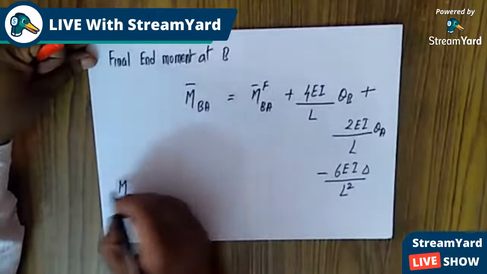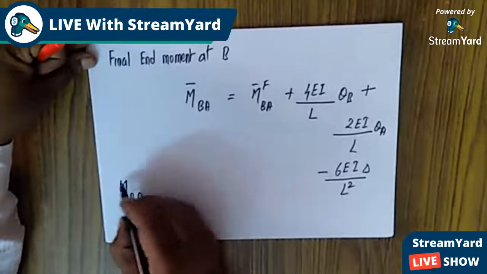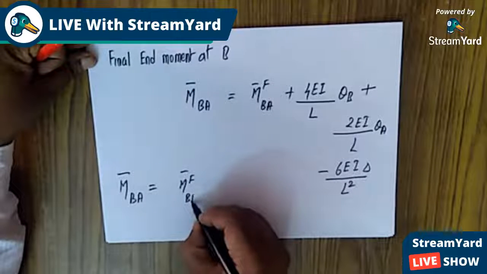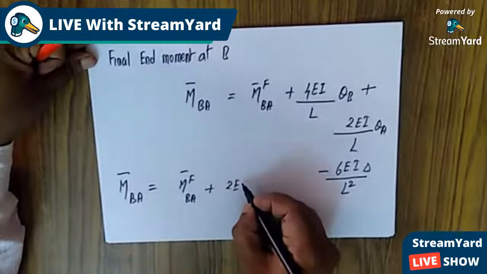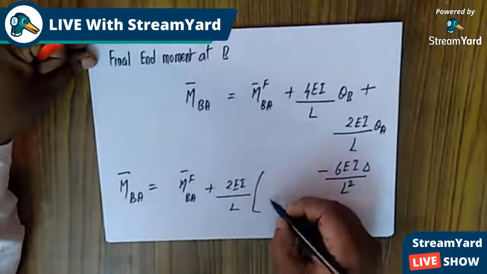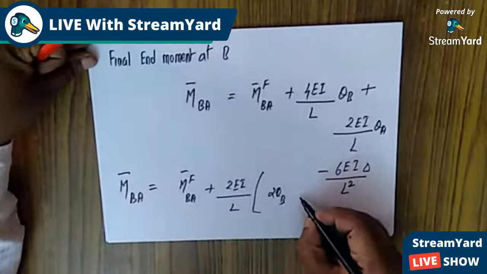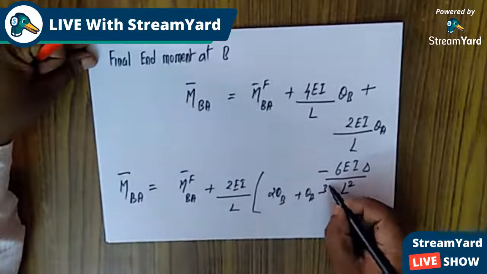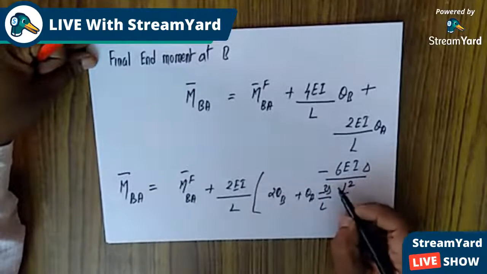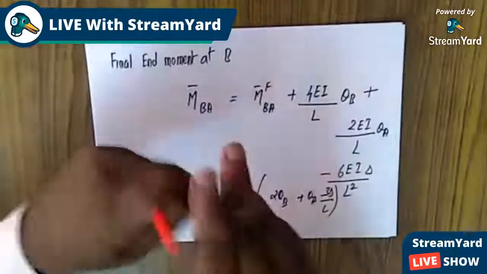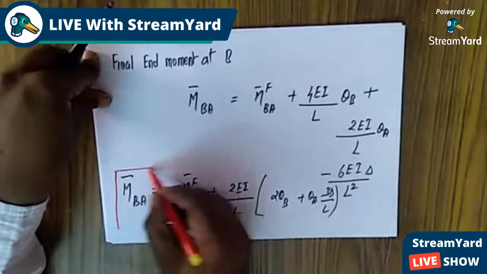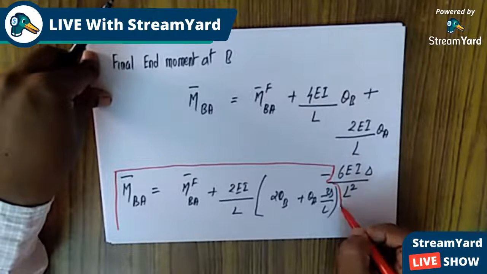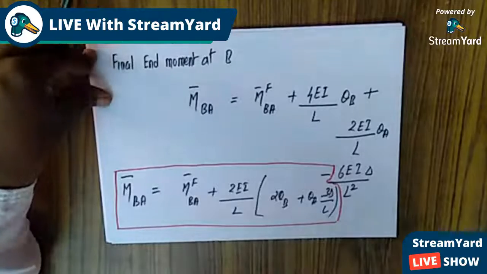If you simplify this equation further, you will get M bar BA equal to M bar F BA plus 2EI/L, taking it common, times 2 theta B plus theta A minus 3 delta/L. So this will be the slope deflection equation for finding the final end moment at joint B.